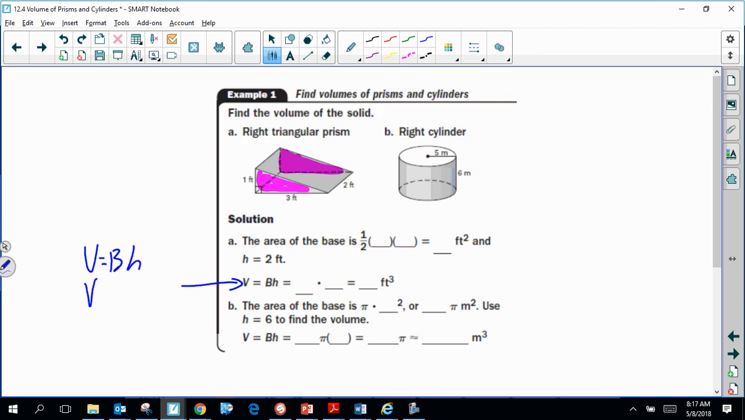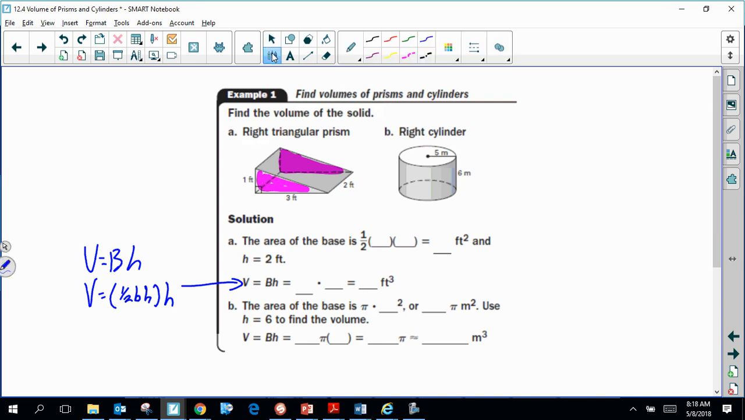Well, here I would substitute the area of the triangle, which would be 1/2 times the base of the triangle times the height of the triangle times the height of the prism. Okay, well, what is the base and the height of the triangle? Well, we have a 3 and we have a 1. Because it's a right triangle, we don't have to really try to figure out what the height is.